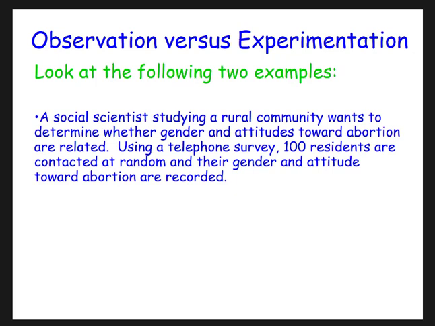A social scientist studying a rural community wants to determine whether gender and attitudes toward abortion are related. Using a telephone survey, 100 residents are contacted at random and their gender and attitude towards abortion is recorded.